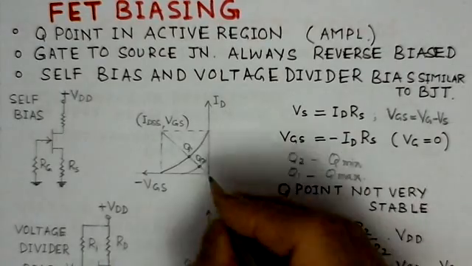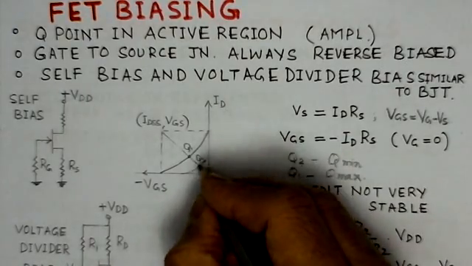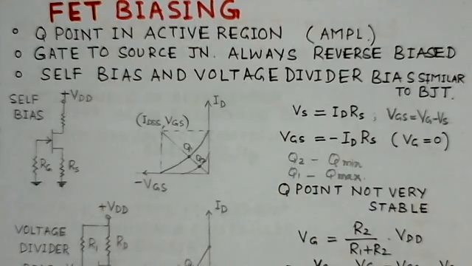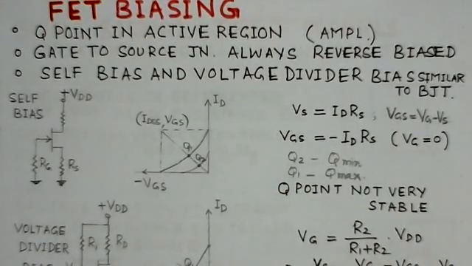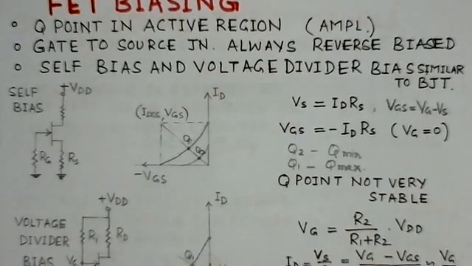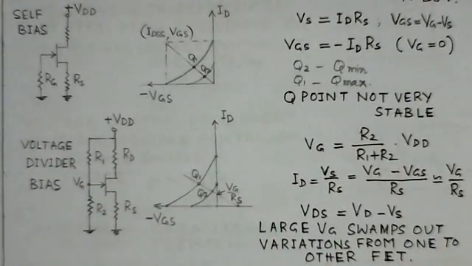So we get Q2 and Q1. There are two operating points here, Q1 and Q2. These are because of the large variation of the FET parameters. Since two FETs have very different parameters, such variation takes place.